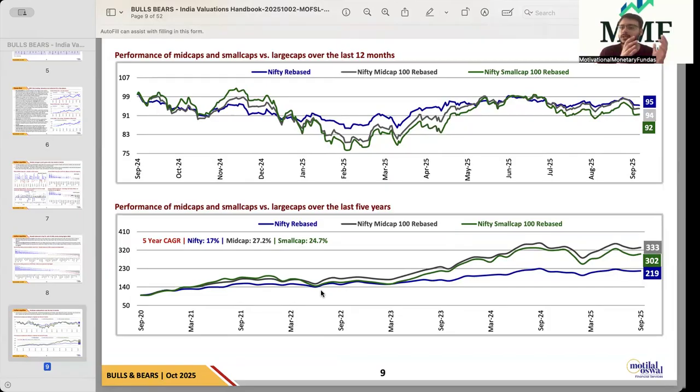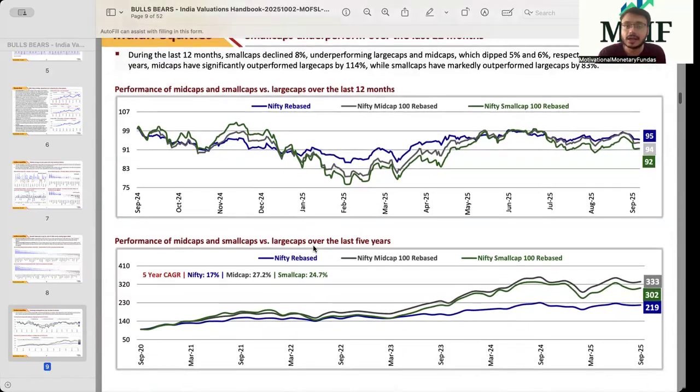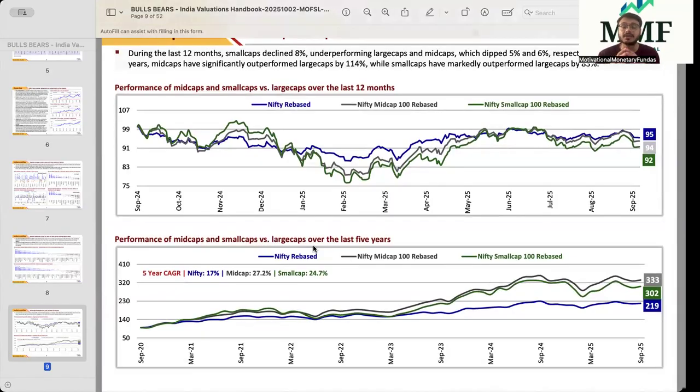But as we have seen all the correction from September 2024 highs, that 6 to 8 month correction, and now the market is more into a consolidation period. The Nifty 5 year CAGR is 17%. For mid cap, it has been 27.2%, and small cap, it has been 24.7%. So clearly, we can see that the mid cap has outperformed the large cap and the small cap over a 5 year period, right? Usually the small caps used to outperform the mid cap and large cap, but now the trajectory has completely changed. The mid cap is outperforming both the small caps and large caps.